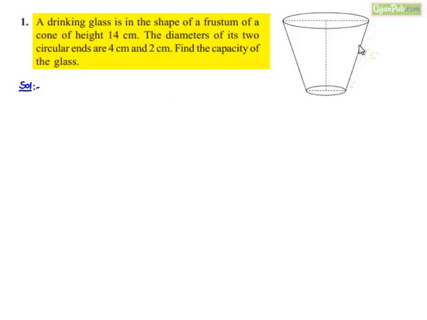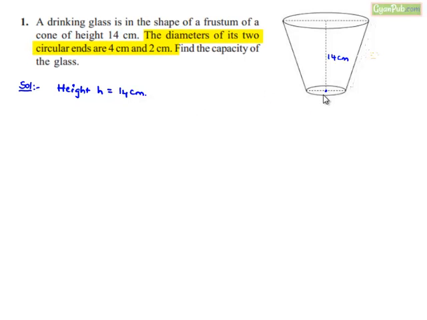Here, he has given a drinking glass in the shape of a frustum. The height of the frustum is given as 14 centimeters. Therefore, let us note it down as height h is equal to 14 centimeters, and he has given the diameters of the two circular ends. Let it be the smaller one 2 centimeters and the larger one 4 centimeters.